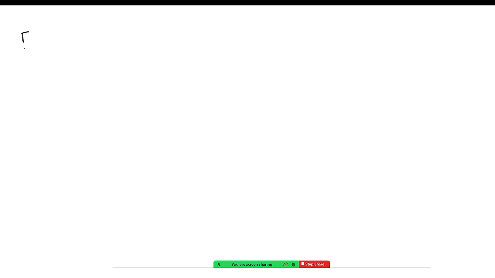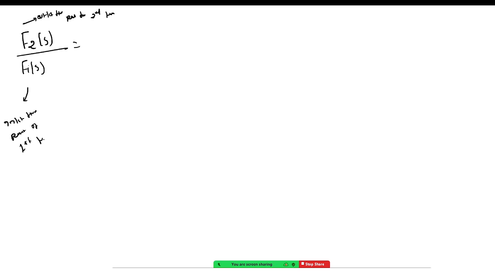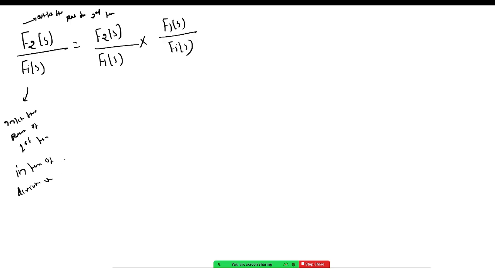So let's say I want to calculate the value. F2s is what? Outlet flow rate from the second tank. Is it clear? And what is FIS? Inlet flow rate of the first tank. And in terms of deviation variable, I am writing. So can I write that F2s divided by F1s and multiplied by F1s divided by FIS?